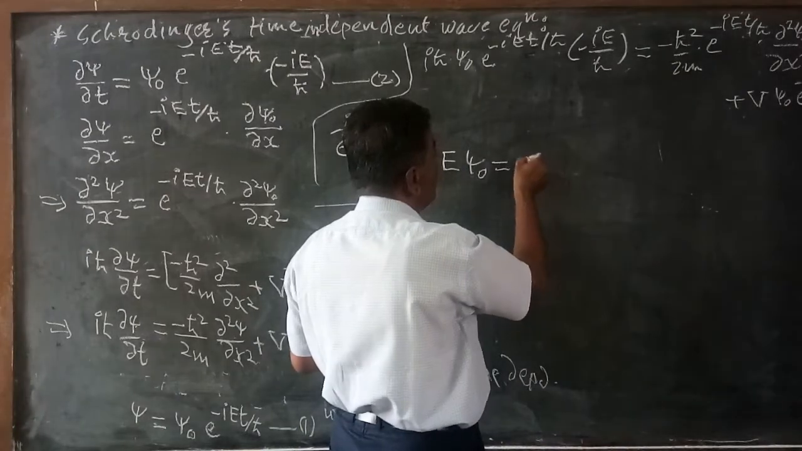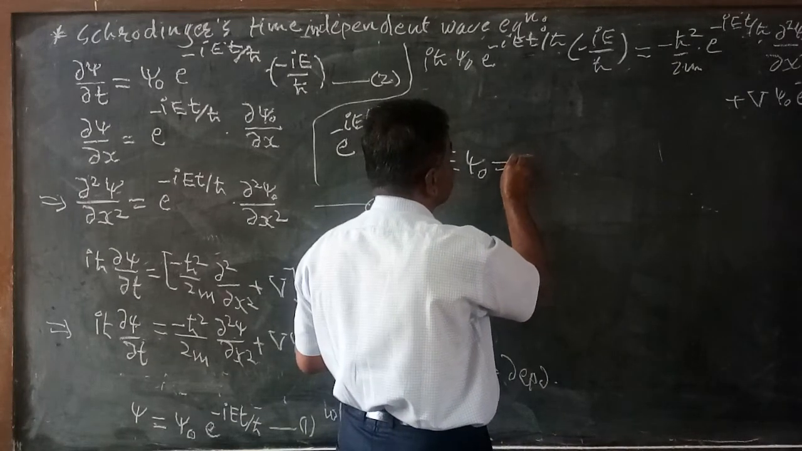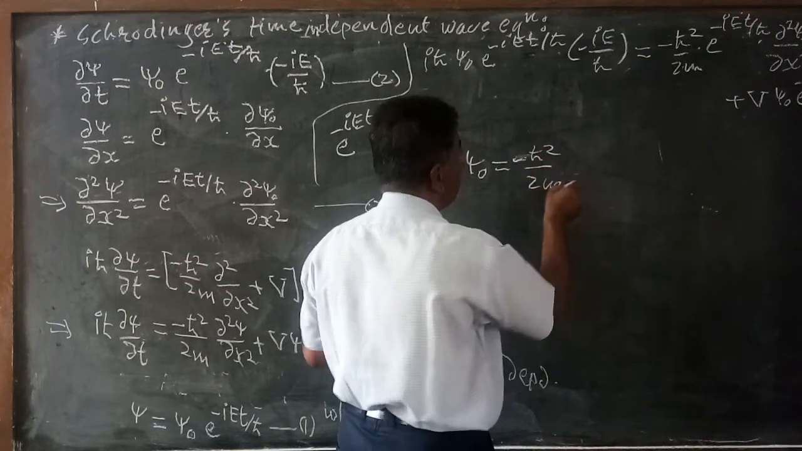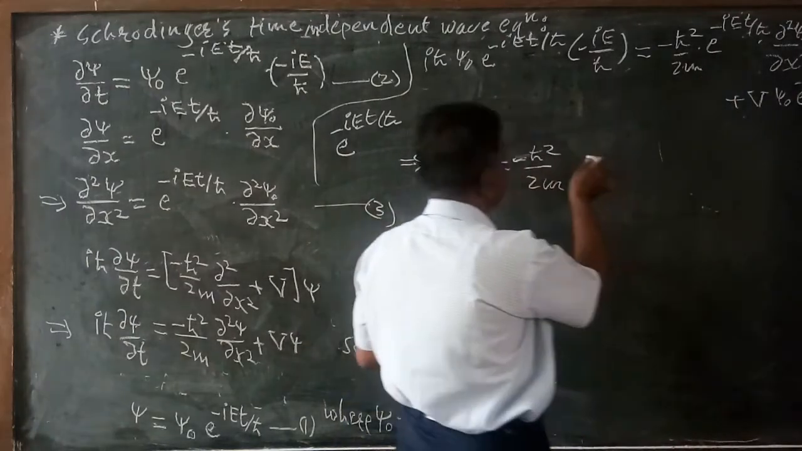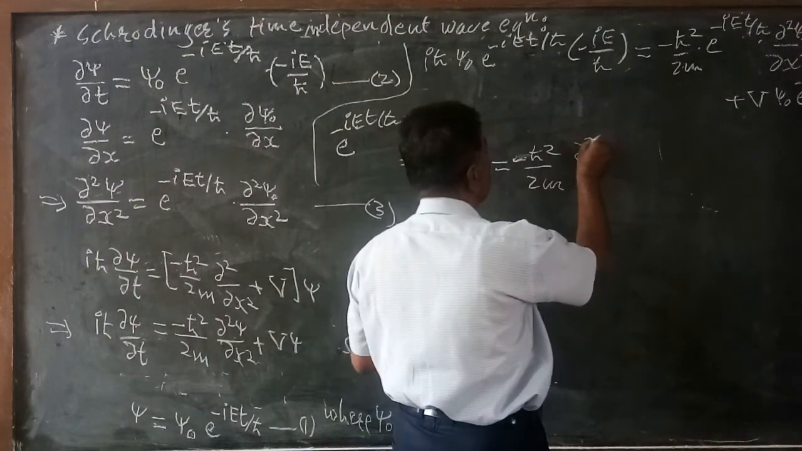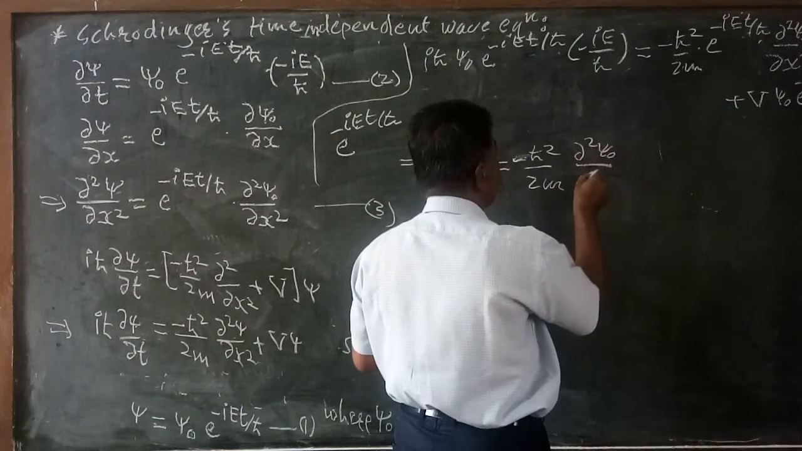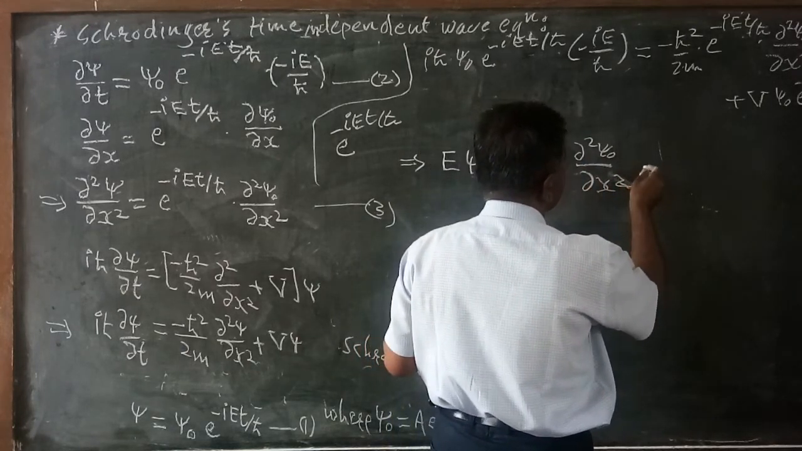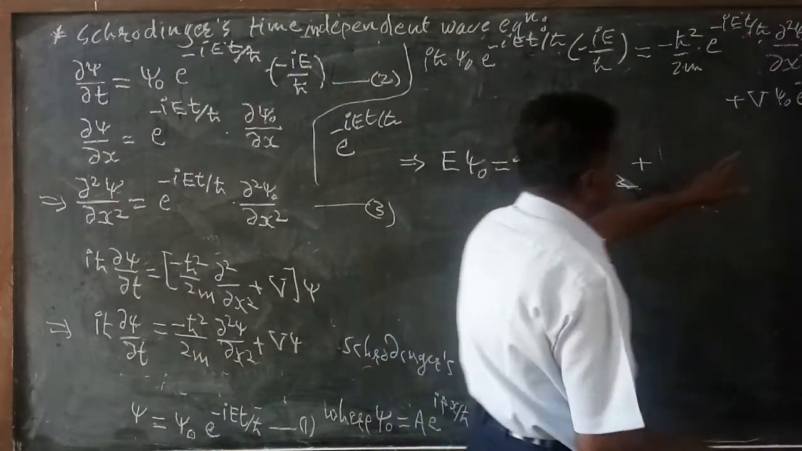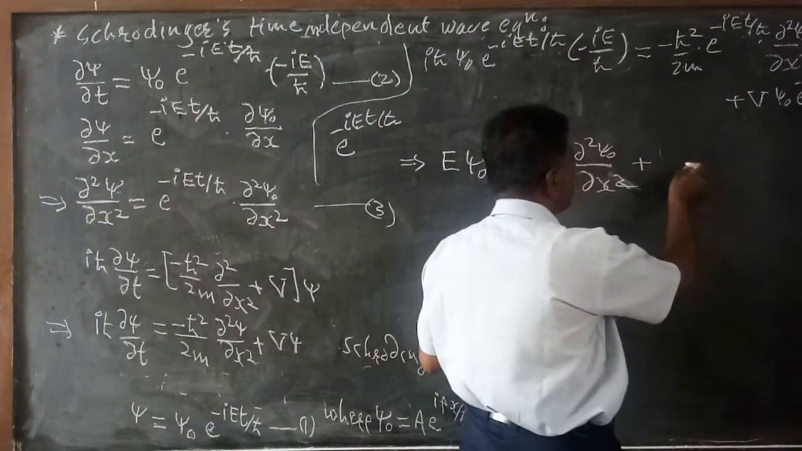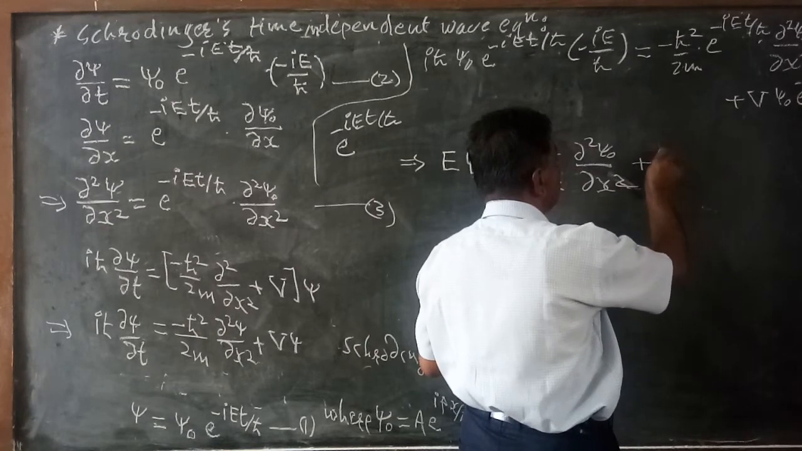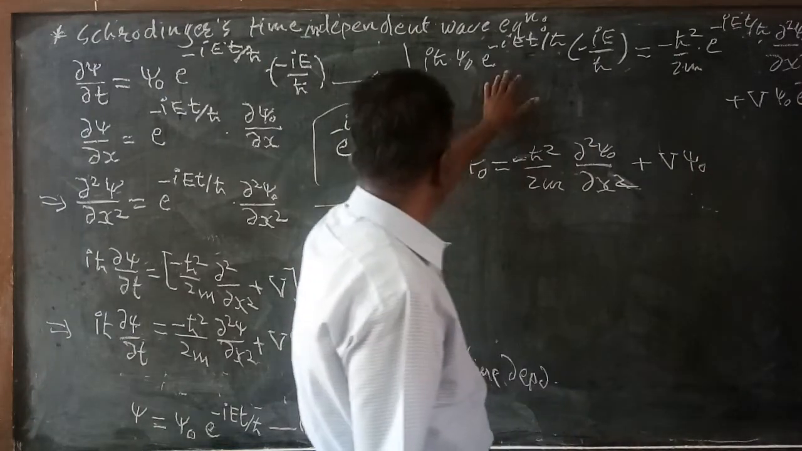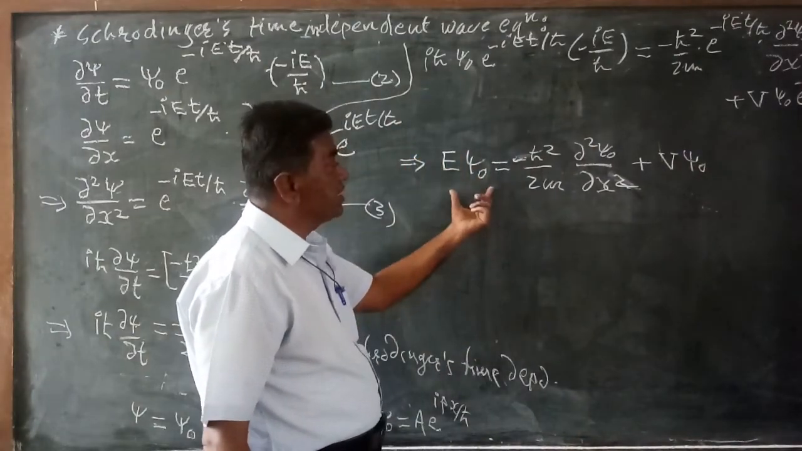So e psi 0 will be equal to here the minus h cross square divided by twice m, this gets cancelled, remains the next term, that is delta square psi 0 divided by delta x square. So remains this delta x square plus here this term gets cancelled. So what we are getting is phi psi 0. So, dividing the entire equation by this term and simplifying, we are getting this equation.